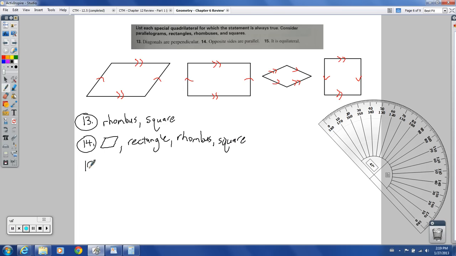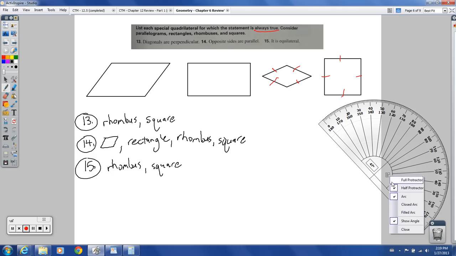Number 15 is equilateral. Equilateral just meaning that all the sides are the same length. And that one should be really easy to do, because the only ones where all the sides have to be the same length would be a rhombus and a square. And so this one, the rectangles don't have to be that way, and this is saying always true, remember. So parallelograms don't have to be that way either. So you would say just rhombus and square on this one. And that'll do it. Let me get rid of this.